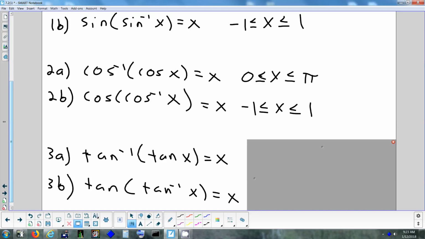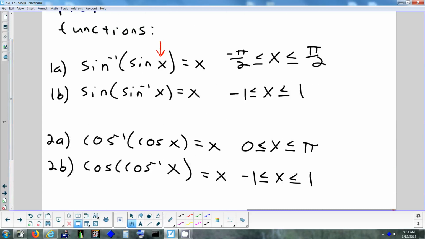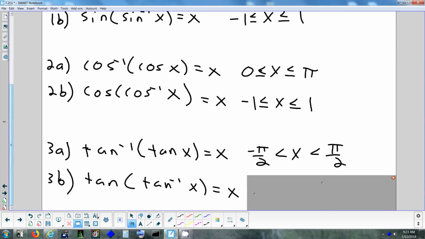Okay, can anyone be a little more specific? When you say -pi/2 to pi/2, is it the same as this one? Is it the same as the restriction for 1a? No, it can't be equal to. Okay, so that's important. There's no equal to's on that because of the vertical asymptotes in tangent.